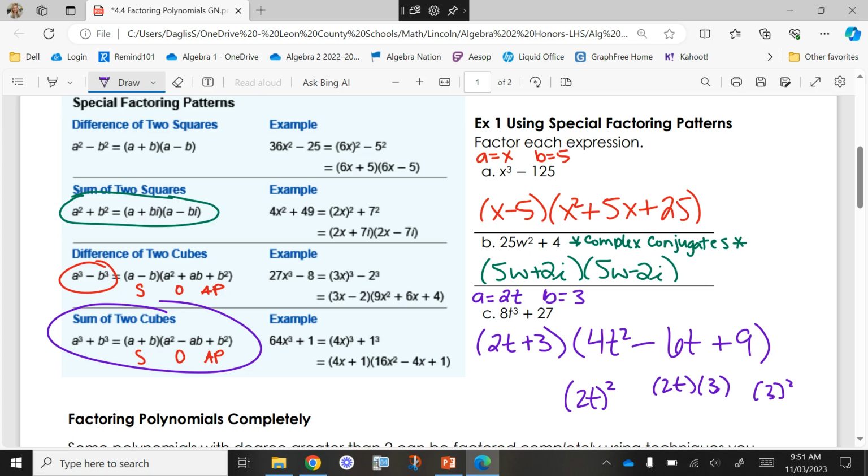All right, so these are special cases that will come and help us later. Questions, comments, concerns at this point? So sum and difference of squares and cubes is what that was about.